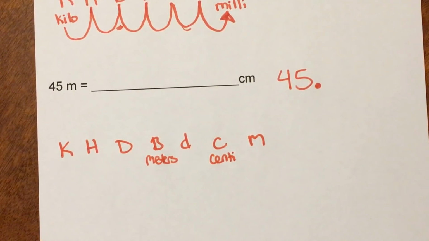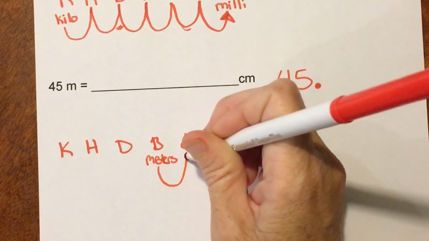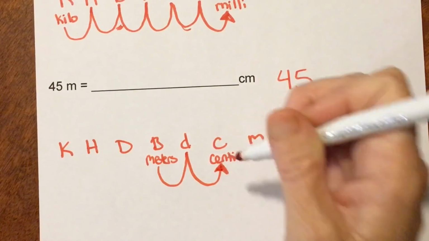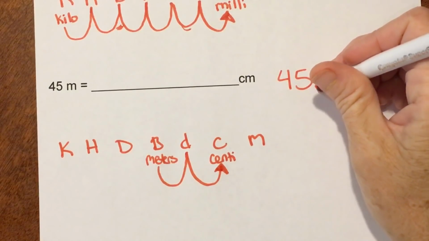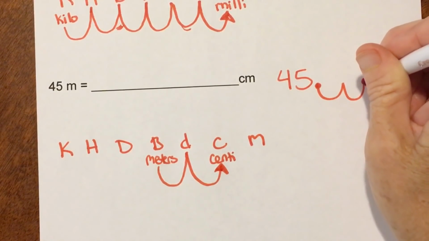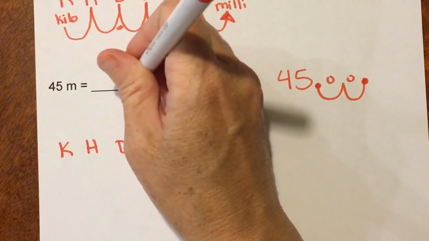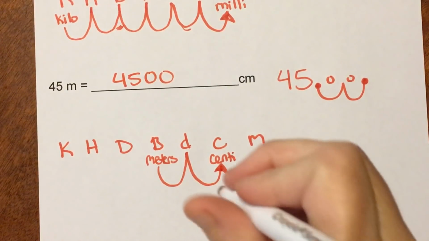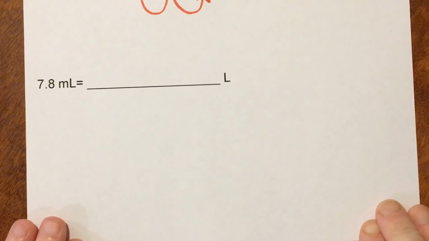Okay, so I'm going to move from meters to centi. So I'm going to go from here, not to deci, but all the way to centi. So I moved 1, 2 to the right. So I'm going to move this 1, 2 to the right, and I end up getting 45 meters is the same as 4,500 centimeters. Okay, I'm going to try one more with you guys.